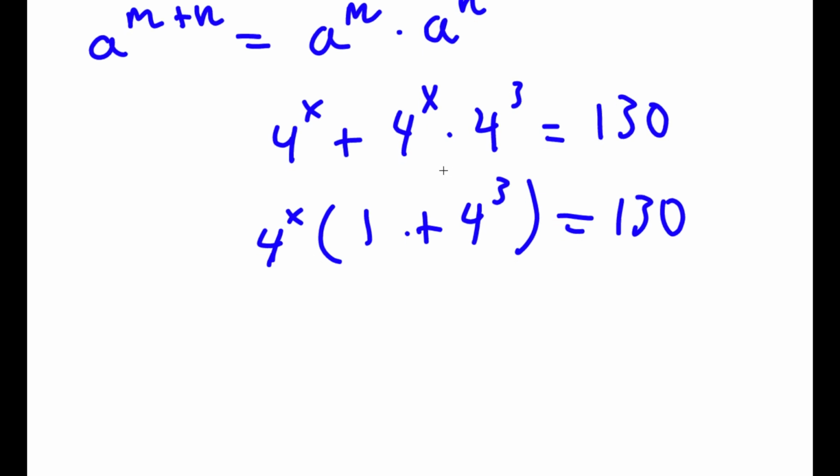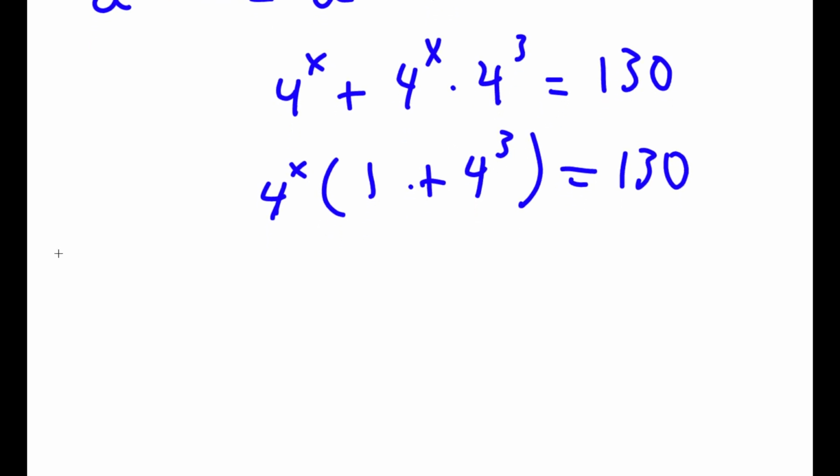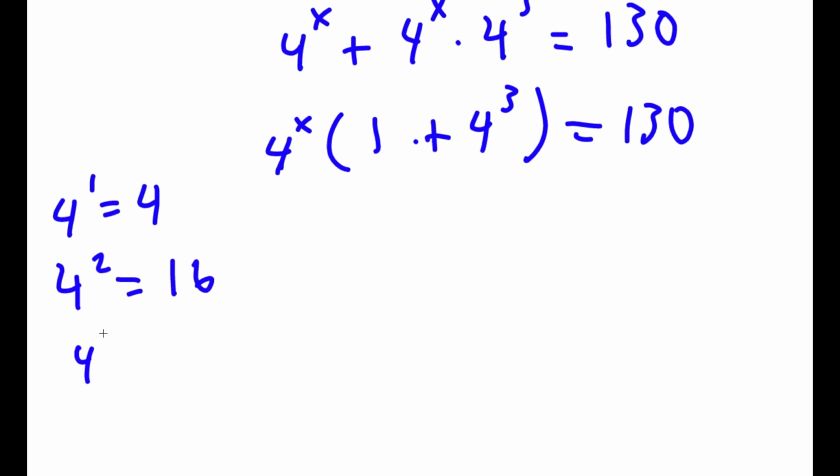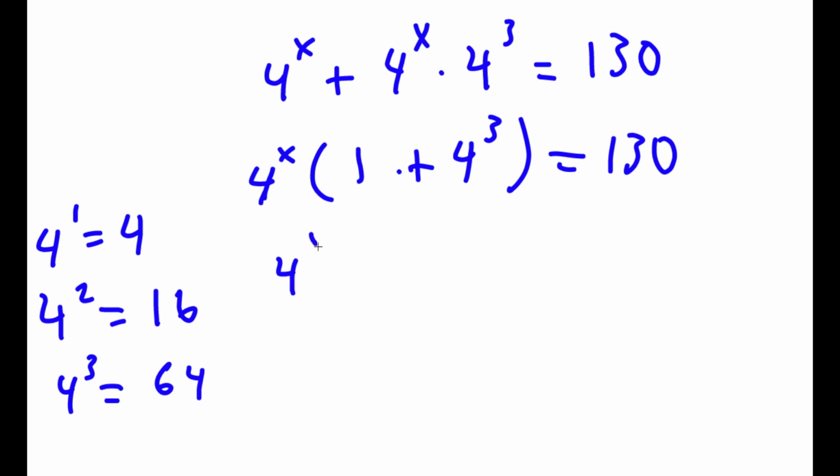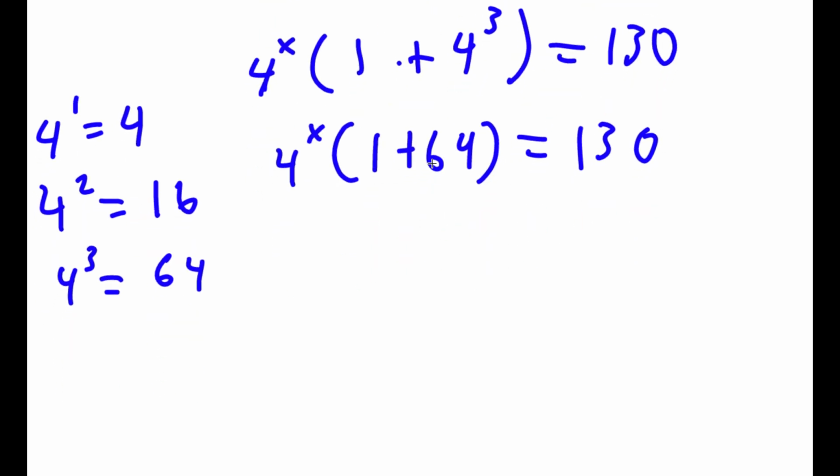Now 4 to the power of 3, let's go ahead and find the value of that. Well, 4 to the power of 1 is equal to 4. And 4 to the power of 2 is equal to 4 times 4, which is 16. So 4 to the power of 3 is going to equal 16 times 4, which is 64. So now I have 4 to the power of x times 1 plus 64 is equal to 1/3. Now 1 plus 64, that's equal to 65. So now I have 4 to the power of x times 65 is equal to 1/3.